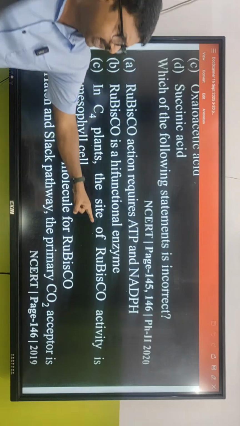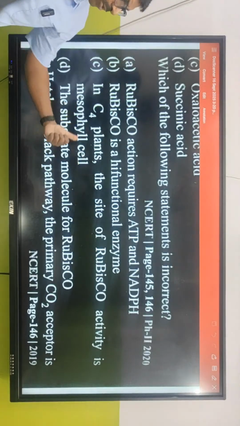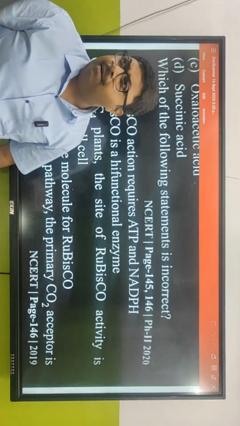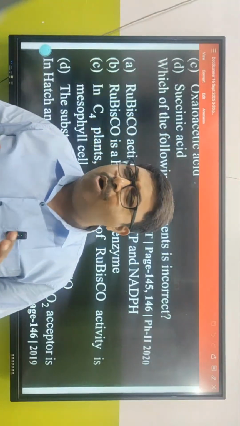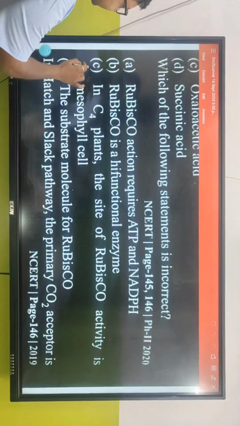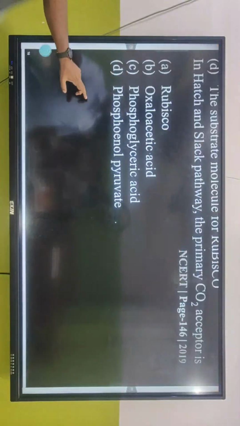In C4 plants, the site of Rubisco activity is the mesophyll? Is it mesophyll or bundle sheath? Rubisco is present in bundle sheath cells. Answer is C.